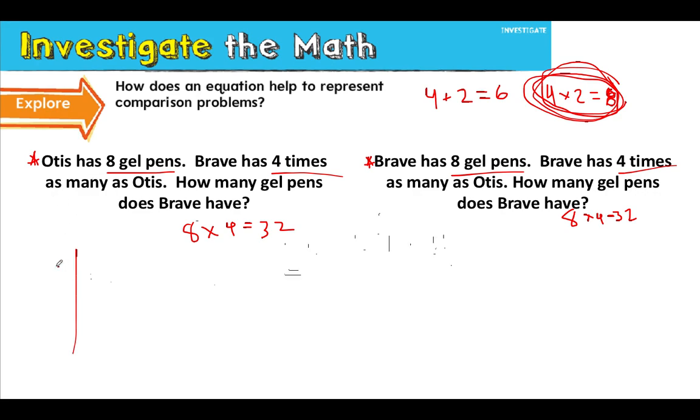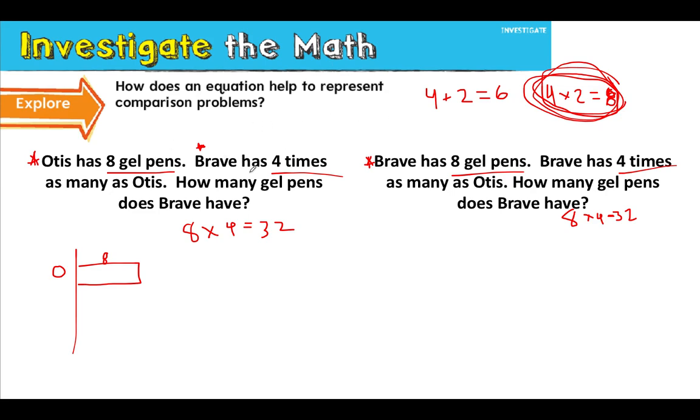Otis has 8 gel pens. So I'm going to say an O, and here's Otis, and he has 8. And I'll put the 8 on top just in case I have to cut this, or I don't know what's going to happen. Now, Brave has 4 times as many as Otis. This is a sentence I really have to think about because obviously Otis is just the 8. When it says Brave has 4 times as many as Otis, what I really need to think of is, does this mean Brave has more or Otis has more?